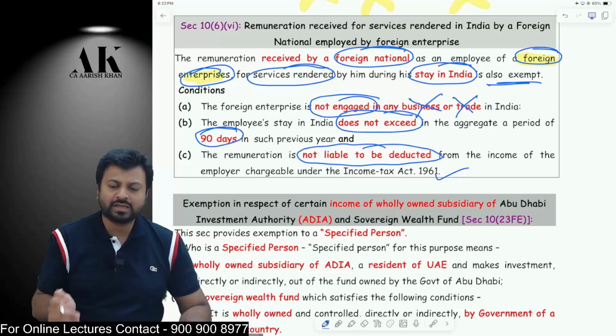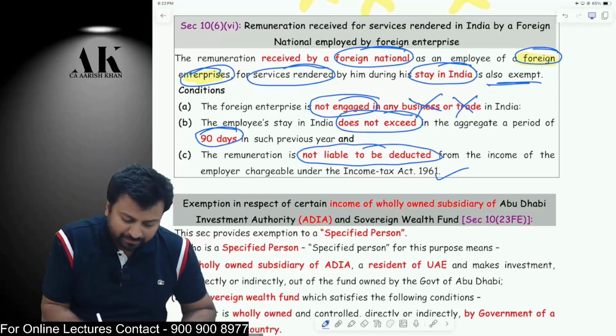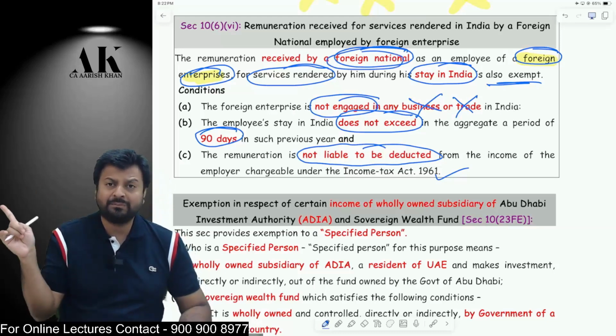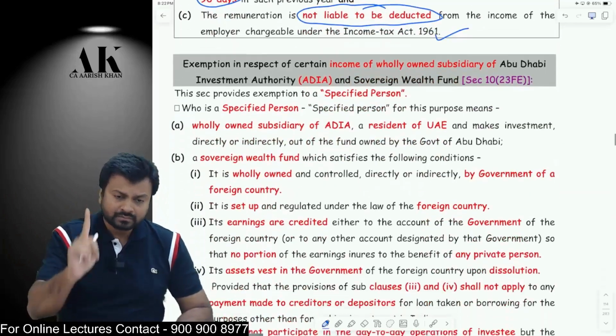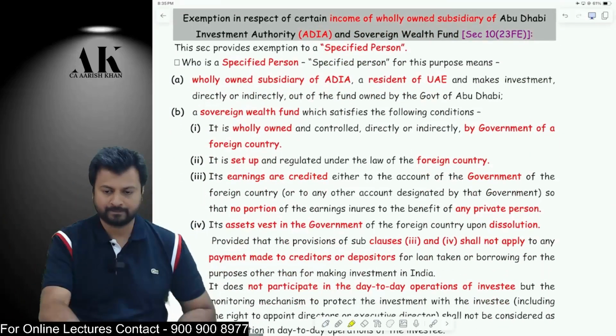If all these conditions are fulfilled, the remuneration received by the foreign employee who is a foreign national of a foreign company will not be taxable in India. I hope it is clear to all of you.